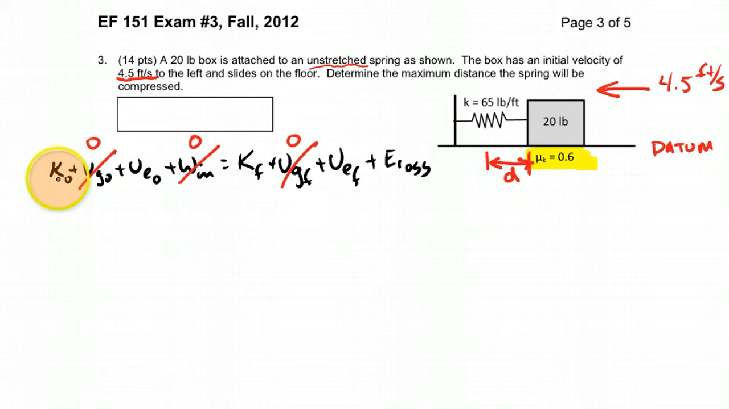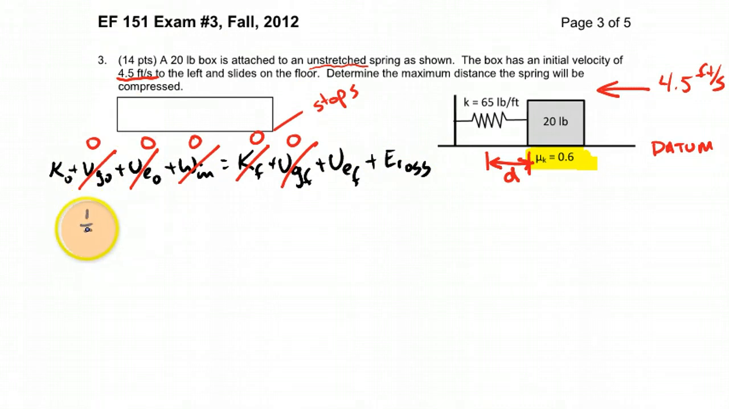So we have some initial kinetic energy. We have no initial stretch in the spring, so that one will be 0. And that final kinetic energy is 0. This is because it stops and changes direction. Okay, we will have spring energy and we will have some loss. So we have 3 terms in our equation here.